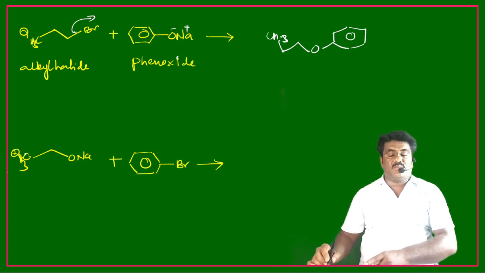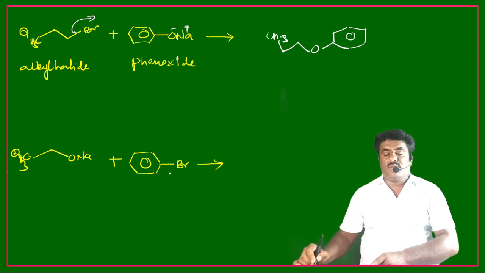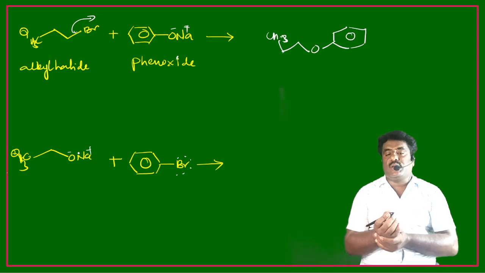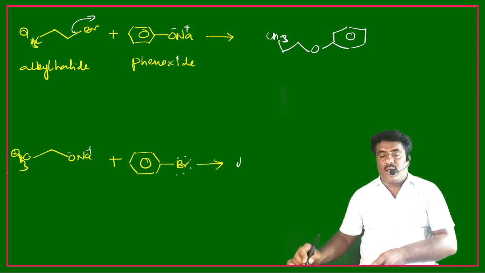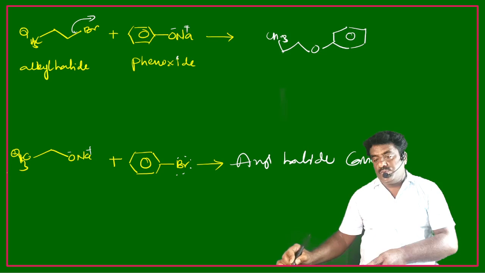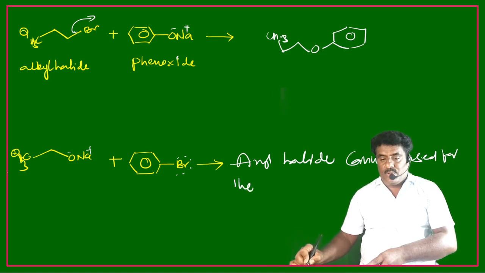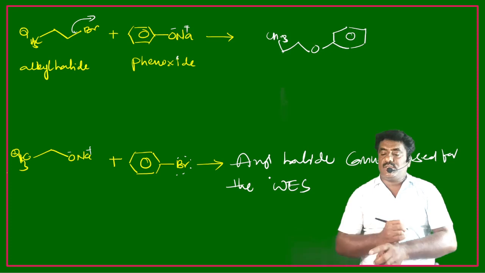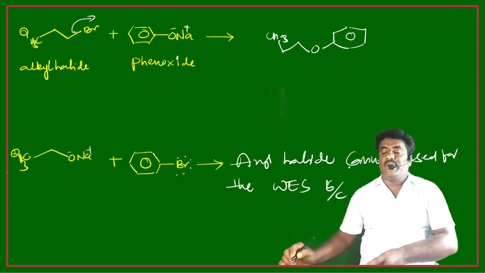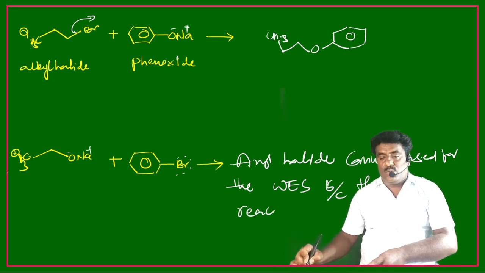Have a look at this example: alkoxide with bromobenzene, an aryl halide. Aryl halide is not used for the Williamson ether synthesis. What is the reason? Because of their low reactivity towards the nucleophilic substitution reaction.